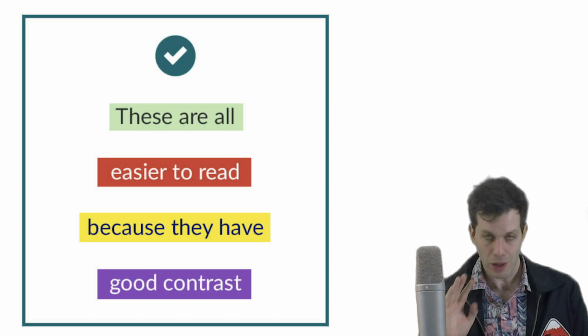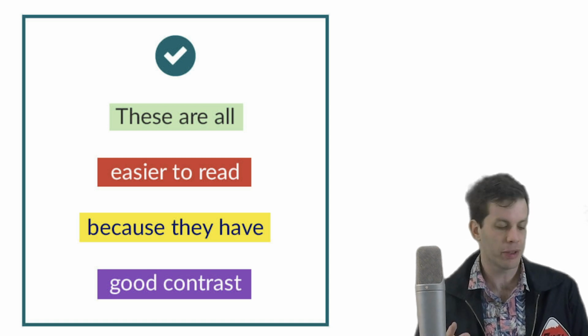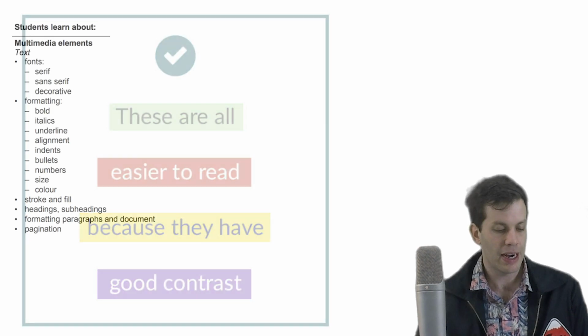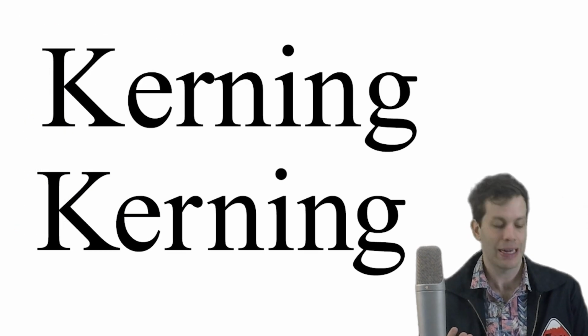Anyway, whatever. We're going to move on to kerning, which isn't in the syllabus, but I think it needs to be said. So kerning is the space between two letters. You can apply it manually.